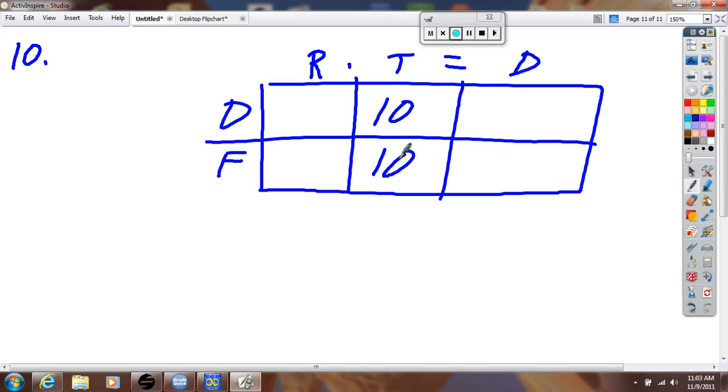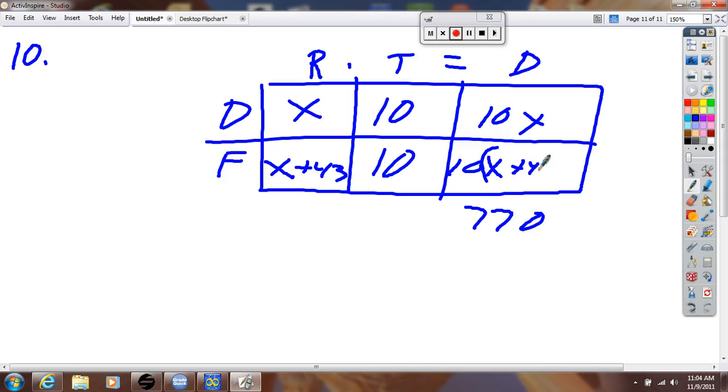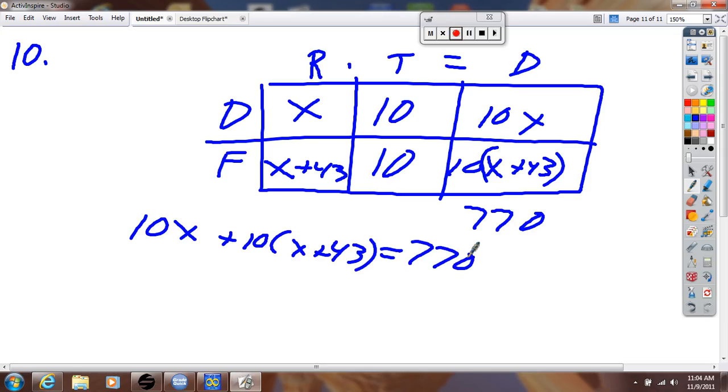What else do we know? 770 is the total distance. Okay, we write that down. All right, now what else? The freight train traveled 43 faster than the diesel. Which train is going faster? Which train is faster? Freight train. So which train is slower? The diesel slower, so I'm going to put diesel slower, that's my X. How fast is the freight train going? 43 faster. This is always faster, so I'm adding 43. What goes in this box? And what goes in this box? 10 times X plus 43. And how do I get my equation? 10X plus 10 times X plus 43 equals 770, and now you solve your equation.